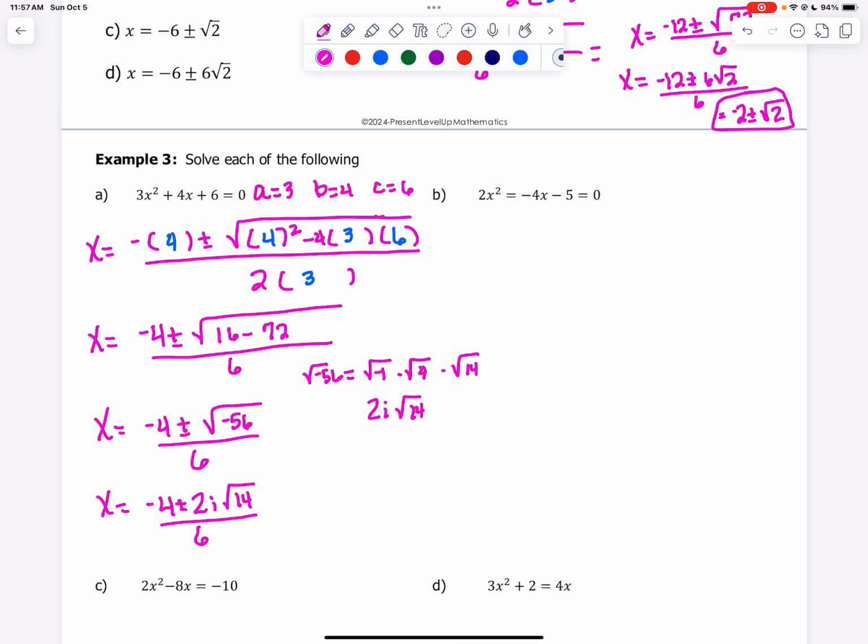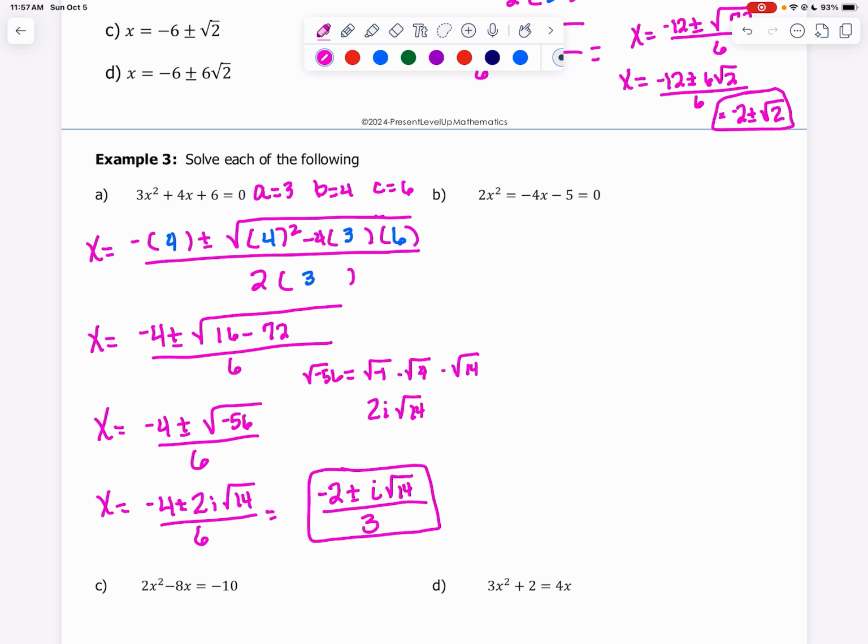Now all of these terms will reduce by 2. So negative 4 divided by 2 is negative 2. 2i divided by 2 is i. And 6 divided by 2 is 3. So final answer. All right, look at problem B. We have 2x squared equals negative 4x minus 5.